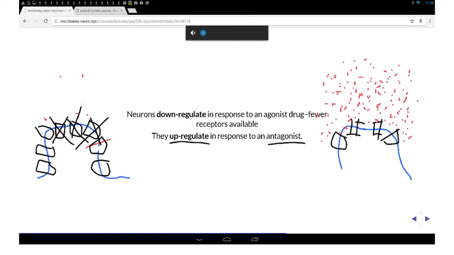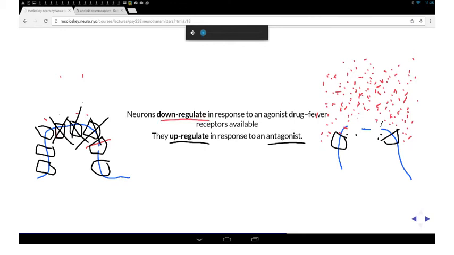Ecstasy is a great example of this too. Provides a real excess of serotonin at the synapse. So you've got way too much serotonin, way too much dopamine. And so what the cell is going to do to respond is going to pull in some of its receptors. The cell is getting overstimulated. And so this is an example of what we call downregulation.